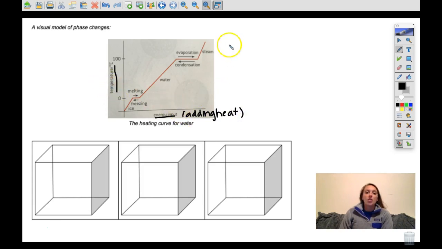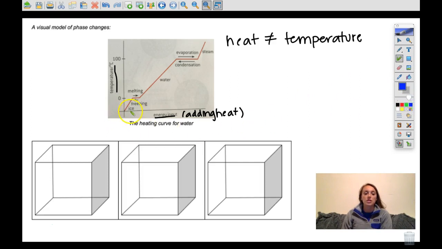Temperature and heat are not the same thing. Temperature is a measure of the heat, and heat is the actual property. Very important to know the difference. So if we start with ice, remember that ice is a solid and it has a fixed shape and a fixed volume. And it's just kind of hanging out there.